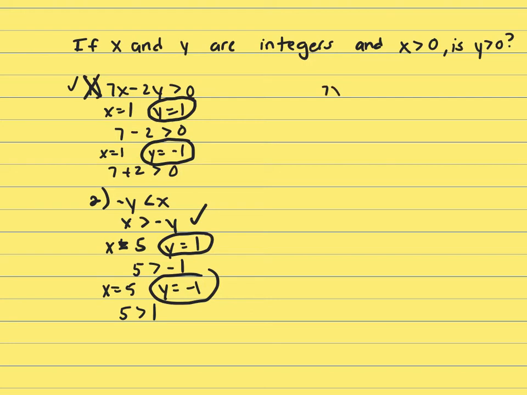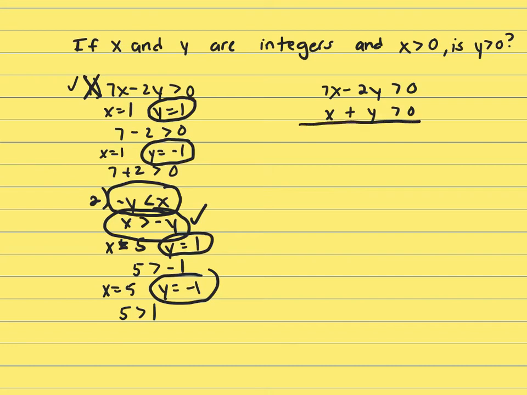So let's take 7x minus 2y is greater than 0, and let's use clue 2 in this form here. Let's bring the y over, adding y to both sides. That gives me x plus y is greater than 0. I'm using them together, so let's add these two together, and that gives me 8x, and negative 2y plus y gives me a negative y is greater than 0.